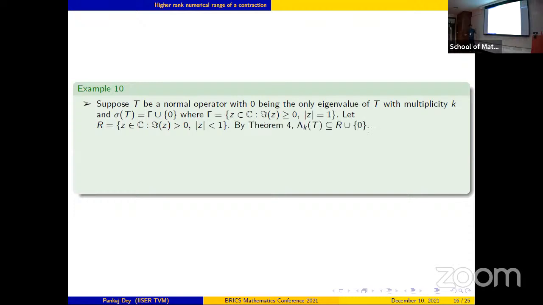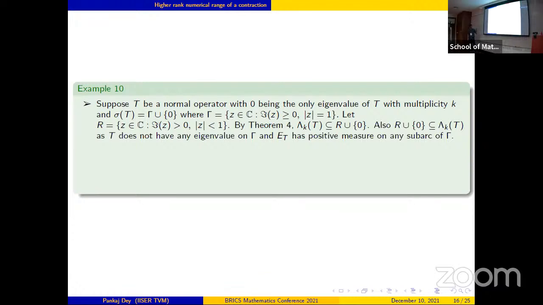And then lambda kT is a subset of R union 0, because by our main theorem, if you take any point on the unit circle, then there exists a closed half plane whose spectral dimension is 0, and the other direction one can also prove. So lambda kT is R union 0. Now, if U is any unitary dilation of T, then lambda kT is a subset of lambda kU, and lambda kT will compute to R union 0. So lambda kU always contains R union 0.